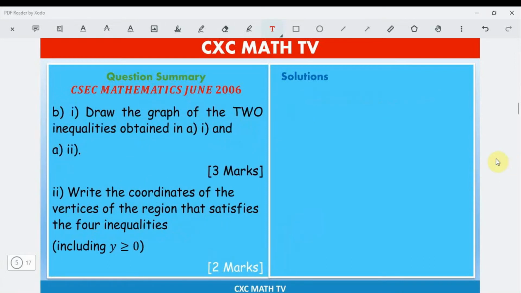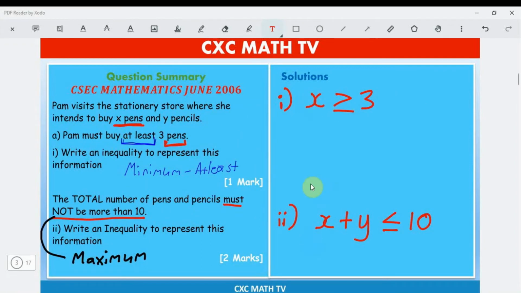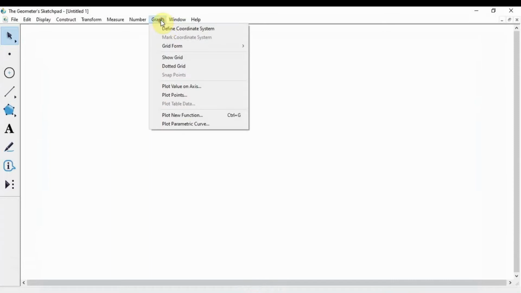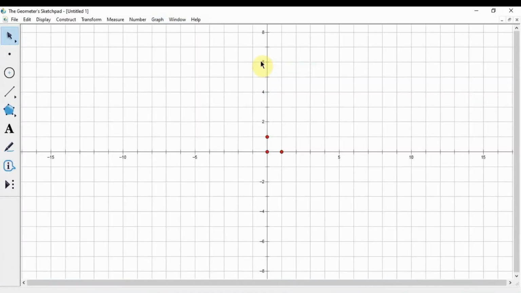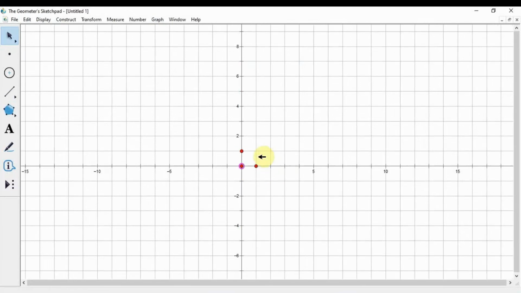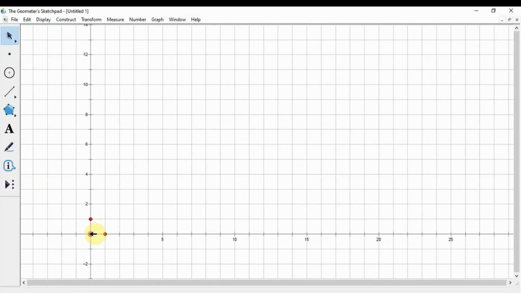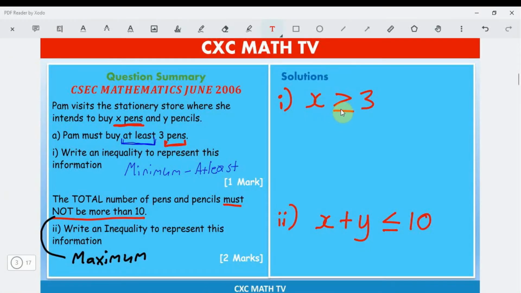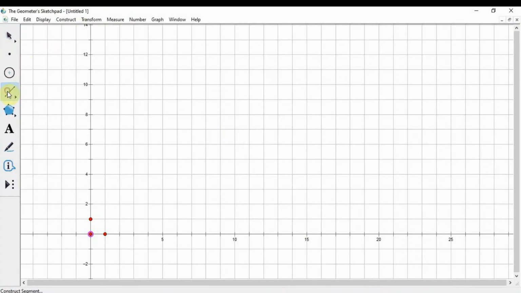Let's look at the next part. Now it says draw the graph of the two inequalities obtained in A(i) and A(ii). So draw the graph of these two inequalities first. What we're going to do is go to our graph. Now that we bring out our graph paper, I'm just going to shift this a little bit. The first thing that we need is x greater than or equal to 3. So first we need to draw the vertical line x equals 3.